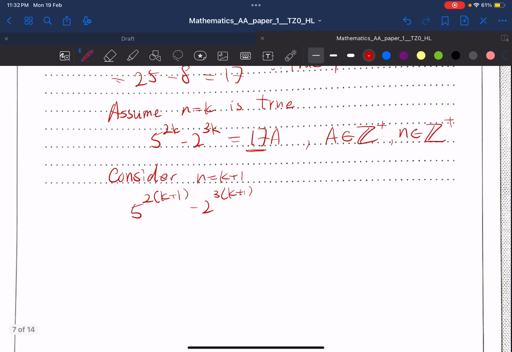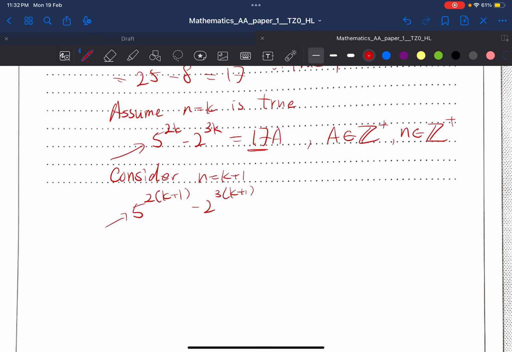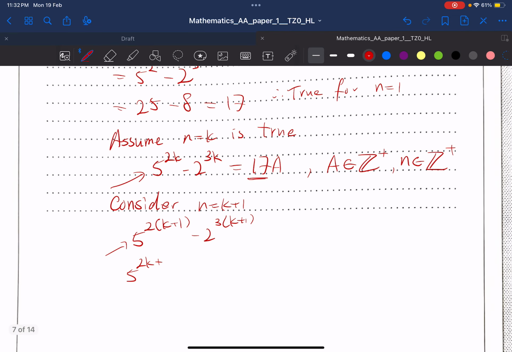Okay, like this. And then remember one thing: for induction, we always need to use our assumption somehow. So first of all, I would try to make this one in the form of the assumption. The assumption is 5 to the power 2k. This is 5 to the power 2k plus 1. So I need to think of a way to get rid of the 2k plus 1 first. Okay, so this is 2k times 2 minus 2 to the power 3k plus 3.